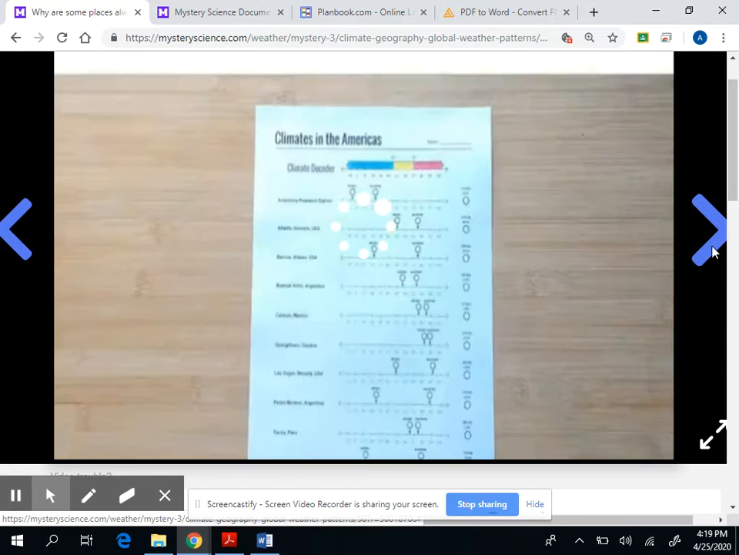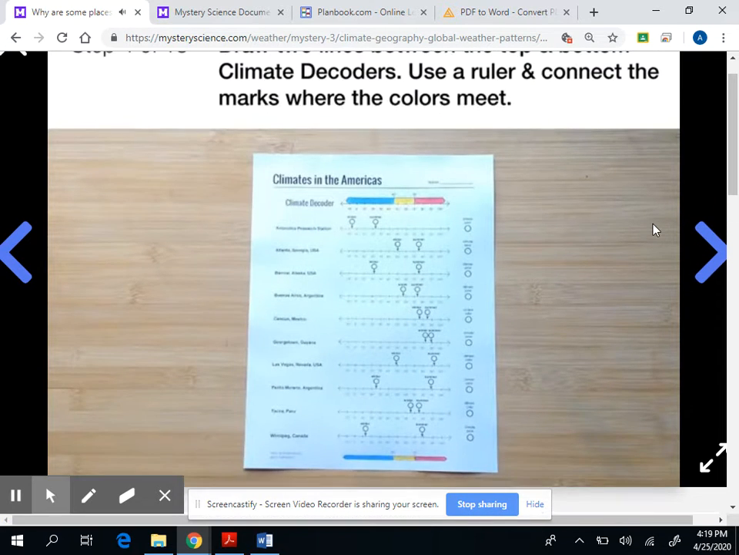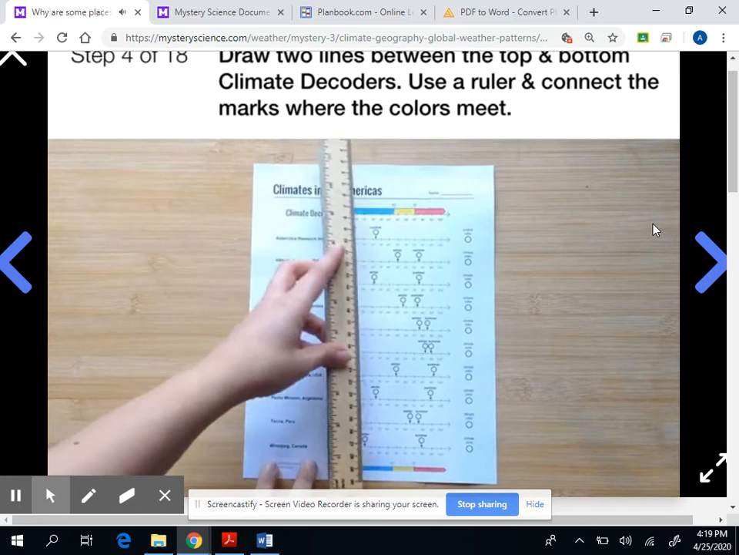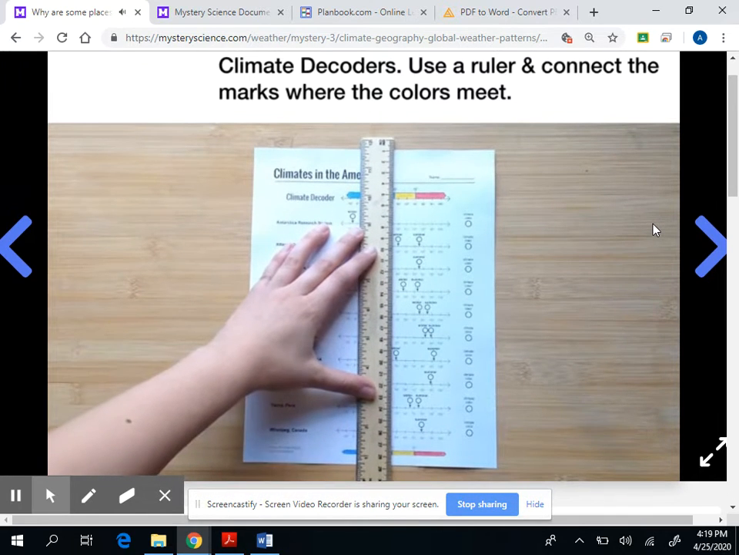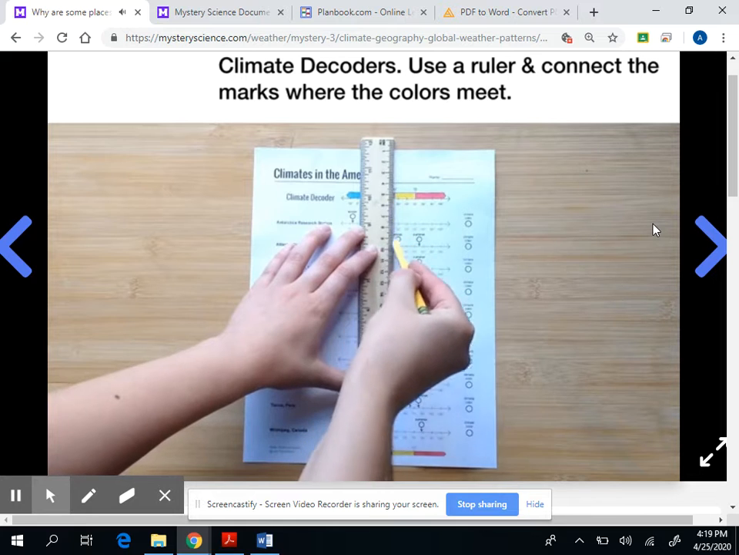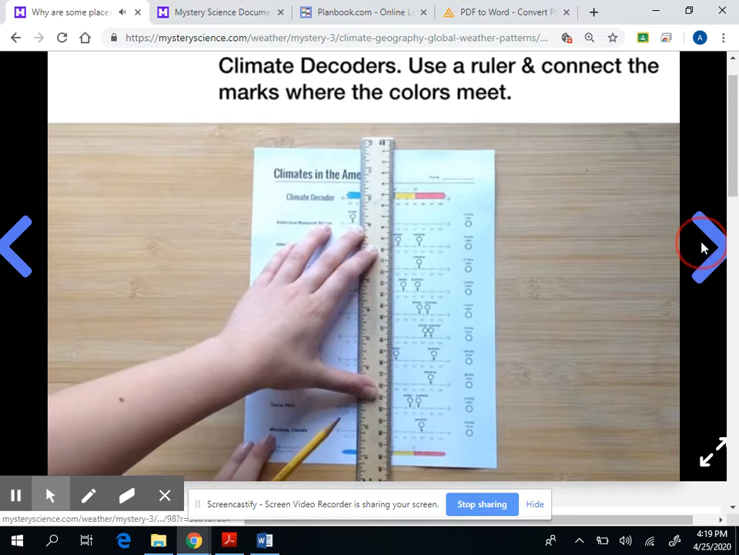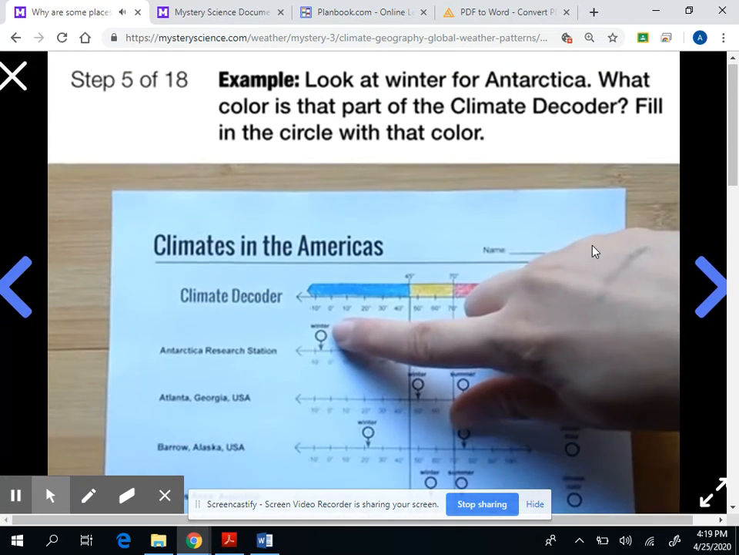Okay, so this is where we are now. The summer and winter temperature of each city is cold, warm, or hot. And to make this easier, draw 2 lines between the top and bottom climate decoder. Let's do an example together.